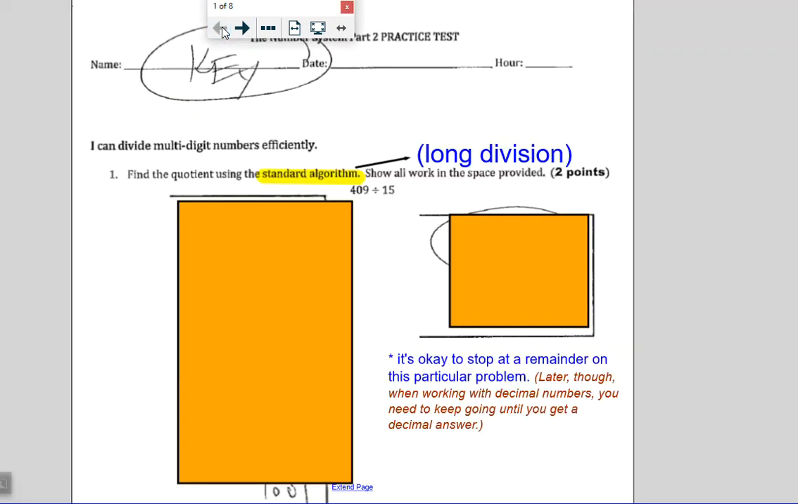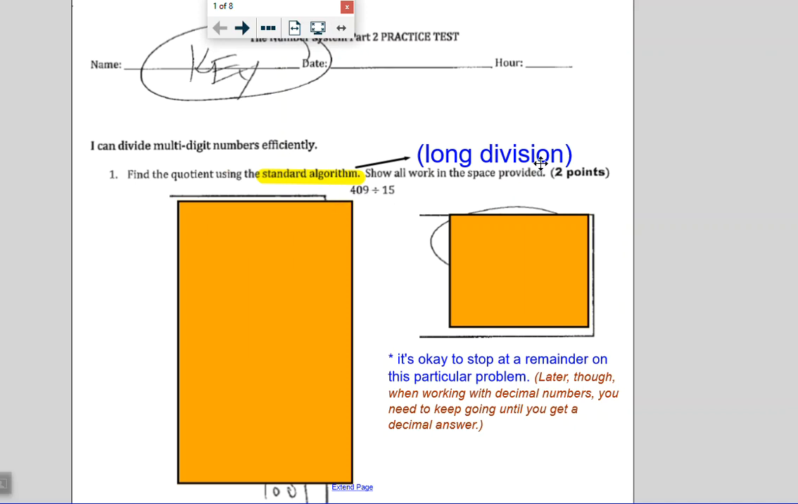Let's go over this now and keep track of your work, make corrections, and learn from your mistakes so that as we get closer to your test this week, you can improve on your performance. All right, so the first one, find the quotient using the standard algorithm. Show all work in the space provided.